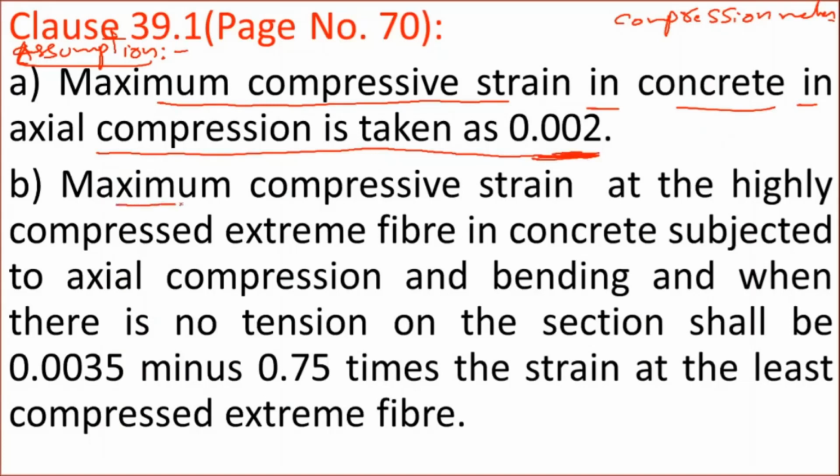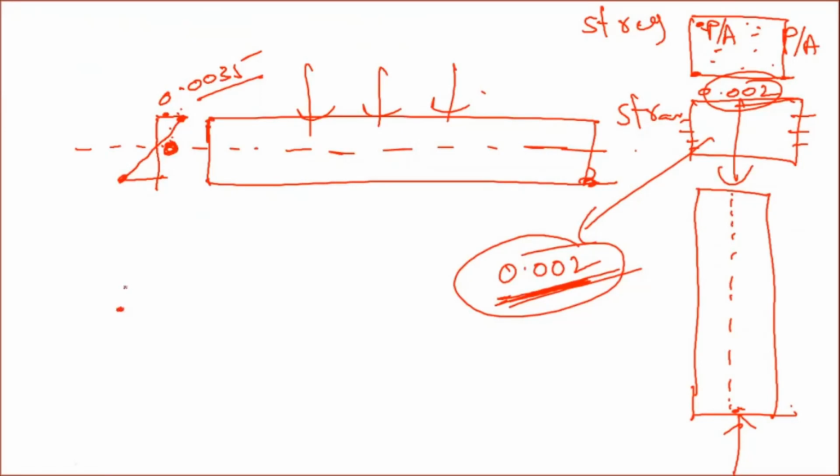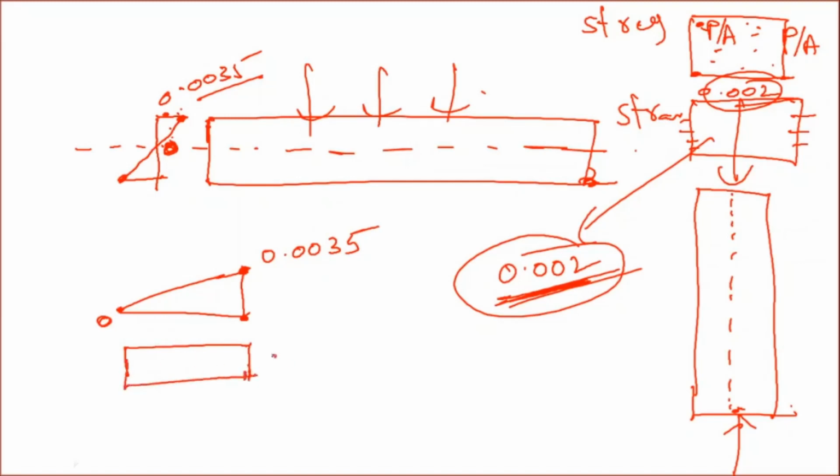Then the next clause is maximum compressive strain at the highly compressed extreme fiber in concrete subjected to axial compression and bending. So now the previous case is where the column is subjected to axial compression only. But in this case, the column is subjected to both axial compression and bending, combined action. Suppose the column is subjected to pure bending compression, then here the strain may be 0 and here the strain may be 0.0035. If it is subjected to pure axial compression, throughout the section strain will be same, that is 0.002. Now I am saying that the column is subjected to both axial compression and bending, combined action of both.